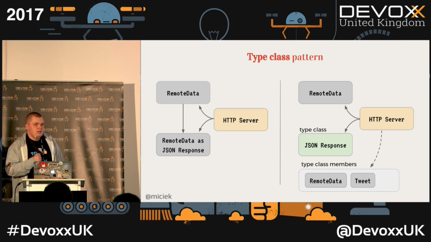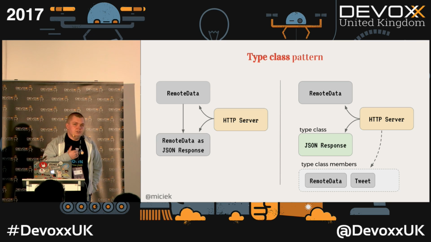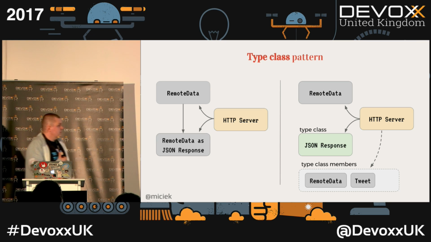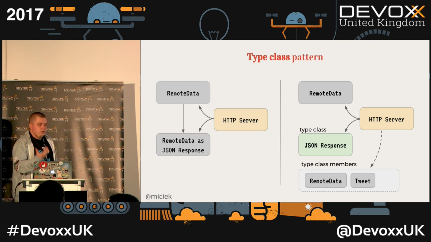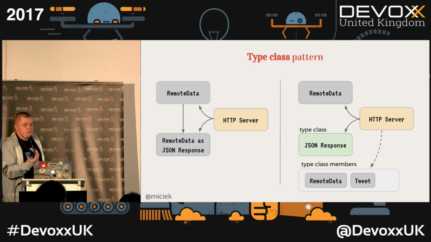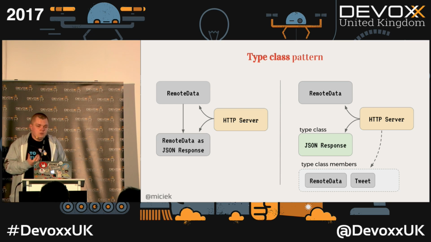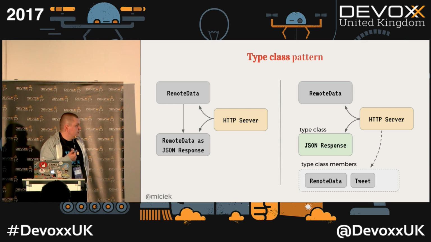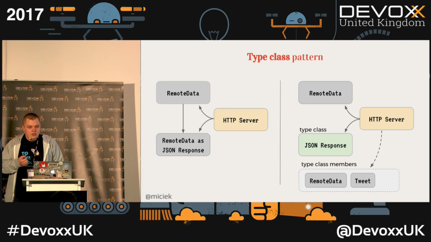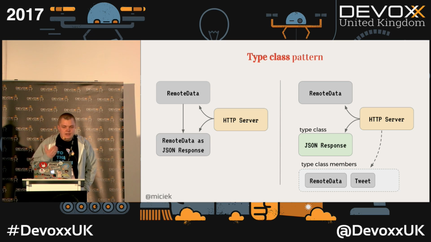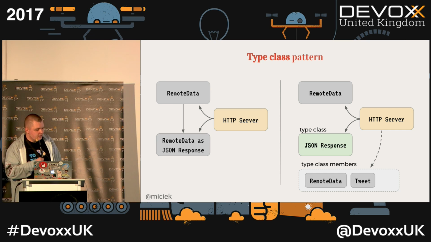On the left, you can see our current implementation. Remote data is annotated with all the JSON annotations, so it knows about being a JSON response type. And the HTTP server, of course, because it uses this JSON-annotated remote data, knows about remote data and JSON.